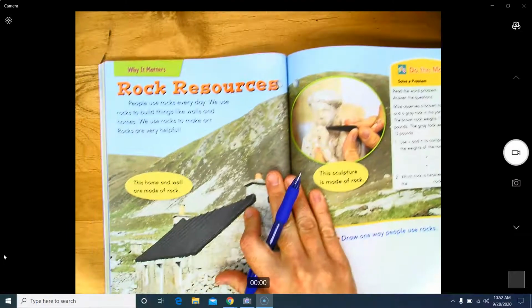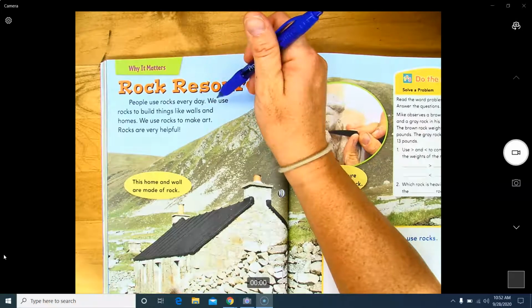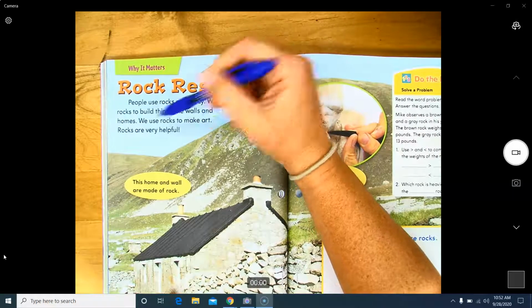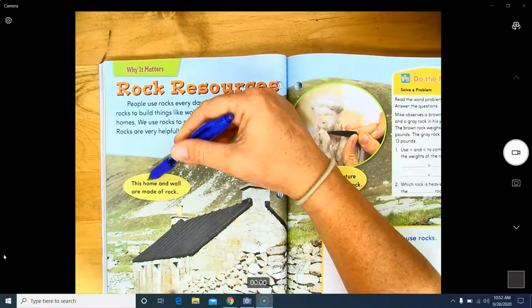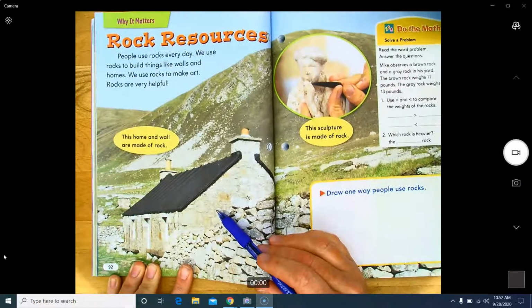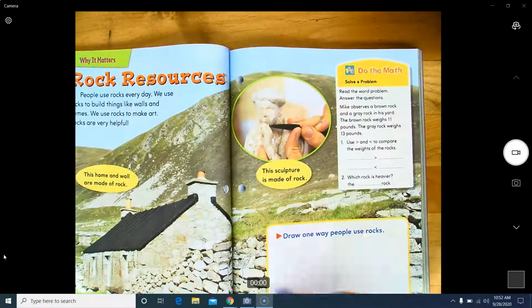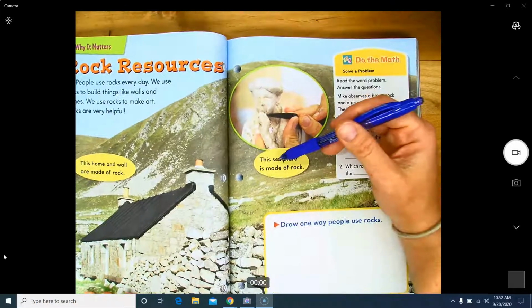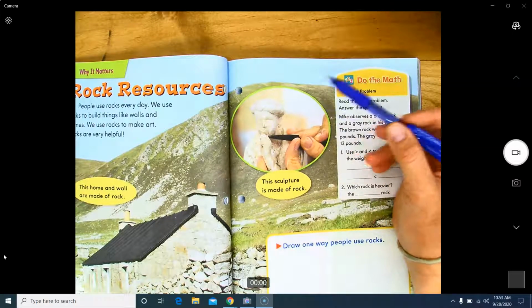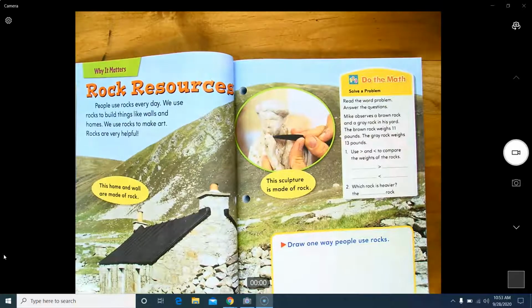Rock resources. People use rocks every day. We use rocks to build things like walls and homes. We use rocks to make art. Rocks are very helpful. This home and wall are made of rocks. So this home is made up of rock. And so is the wall. This sculpture is made of rock. So this person is able to sculpt something made out of rock.